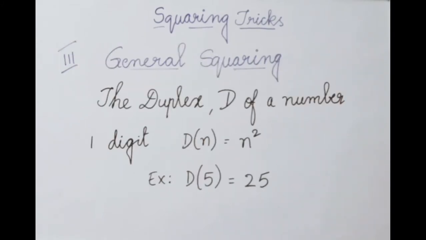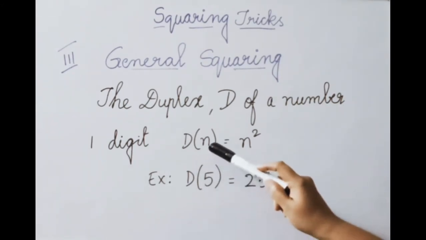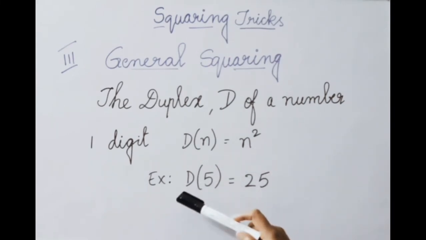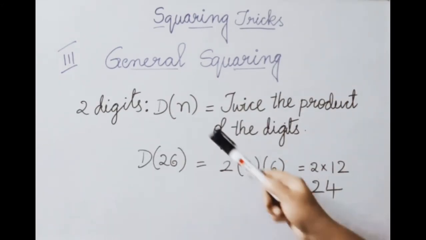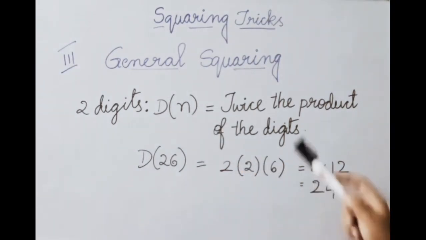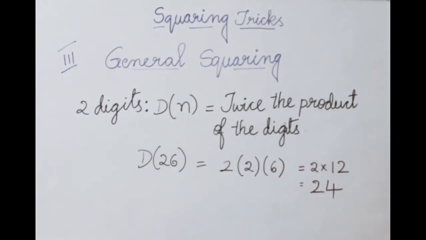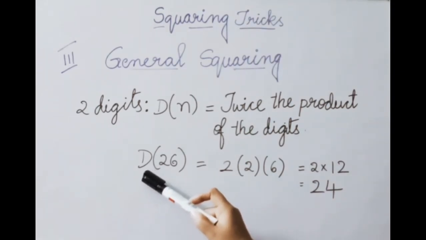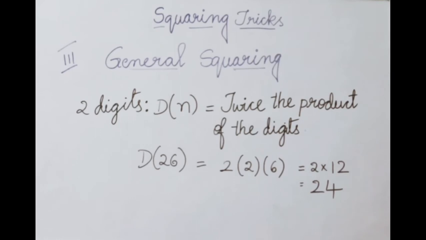See the third method, general squaring. D of n means duplex of a number, that is n square. See the example, duplex of 5, that means 5 square. 5 square value is 25. See now duplex of 2 digits. How to solve? Twice the product of the given digits. Let us see the example here, duplex of 26. What we have to do? Twice the product of the given digits, 2 into 6. So 2 6s are 12. So 2 12s are 24. Duplex of 26 is 24.